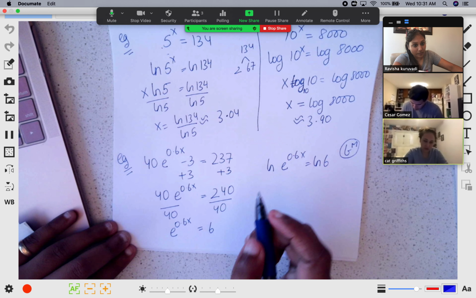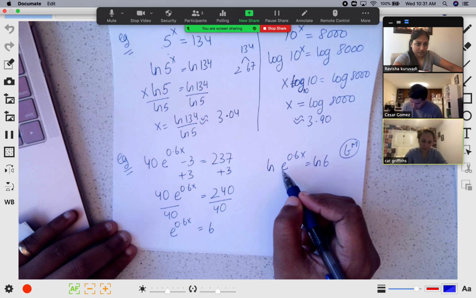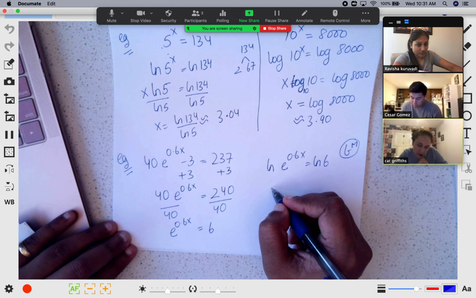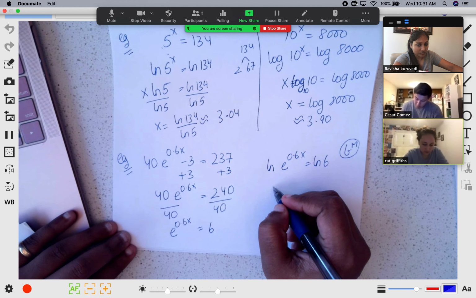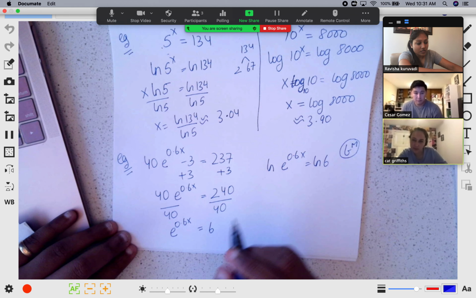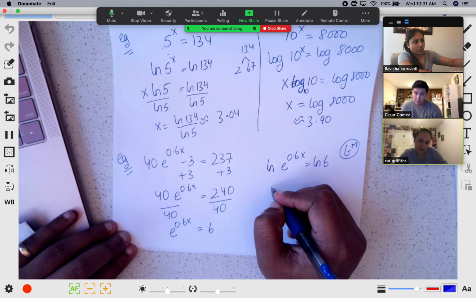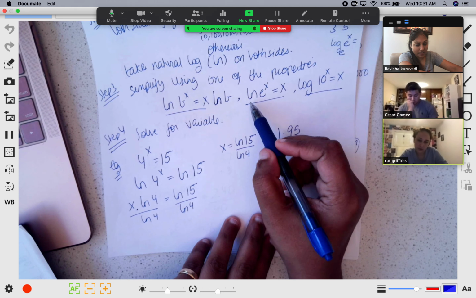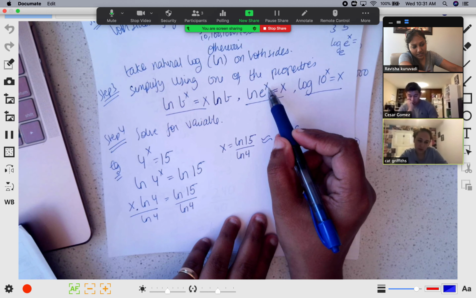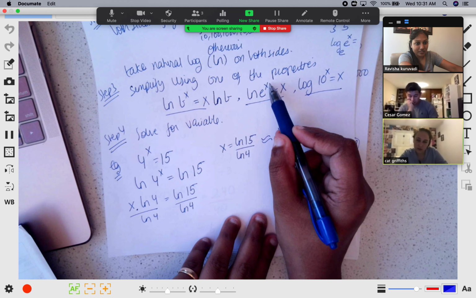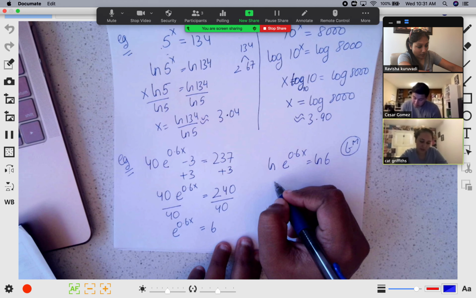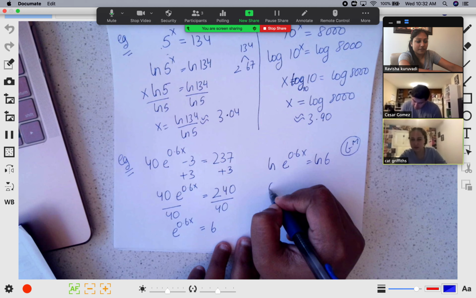So in this case, what does it become? ln e, you have 0.6x. So what do you get? Would I keep the x in the 0.6 or would I do something with it? What happens is, if you see the property, what does this property say? If you have ln e to the power of x, the ln and e get cancelled. Whatever is in the power, that's your answer. Okay. So in this case, what's your answer? So would it be 0.6x equals ln 6? Perfect. Yes, correct.